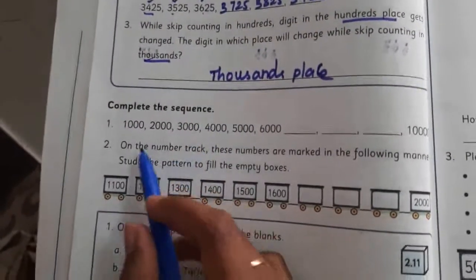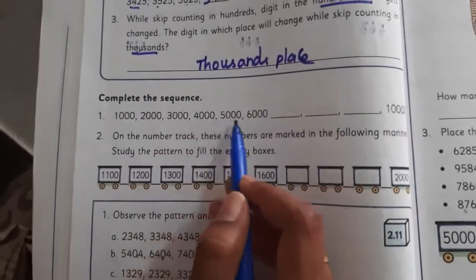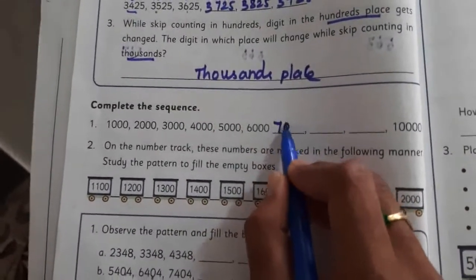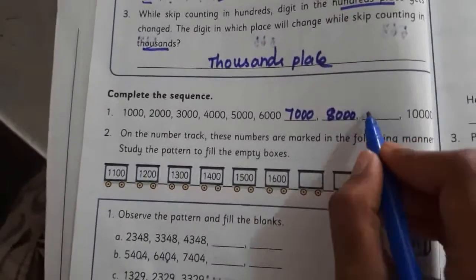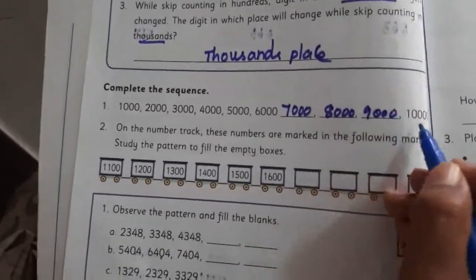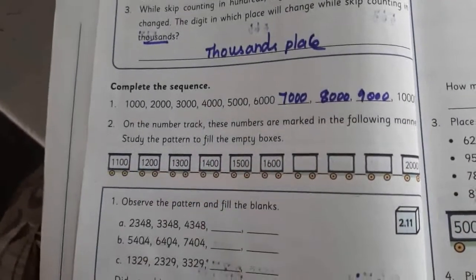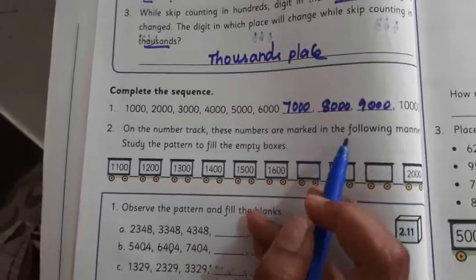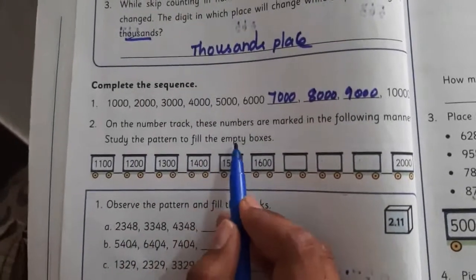Complete the sequence. 1000, 2000, 3000, 4000, 5000, 6000. After the 6000 it's 7000. Next one 8000. Next one 9000. So 10,000 they have given themselves. Okay, so next it's a number track. On the number track, these numbers are marked in the following manner. Study the pattern to fill the empty boxes.